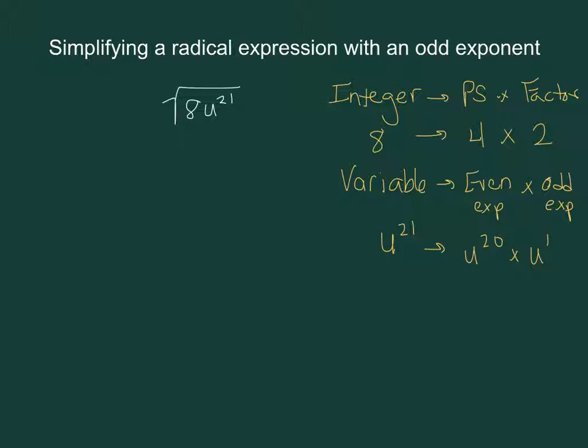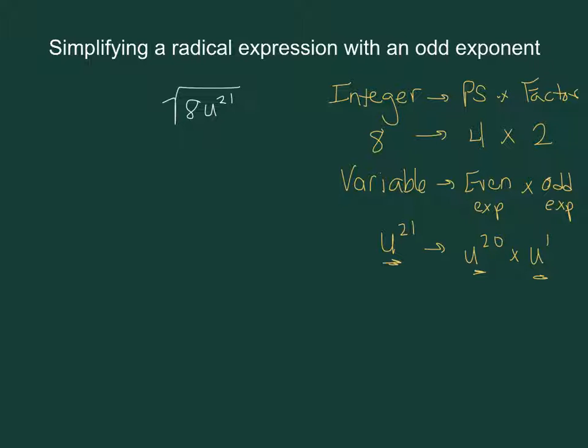Okay, so notice I've taken my integer, broken it into a perfect square times a factor, and I've taken the variable and put it to an even exponent times an odd exponent. The variable in this case is u. Your variable may be x, y, z, q, p, it doesn't matter. It's whatever variable it is. So that does not matter.